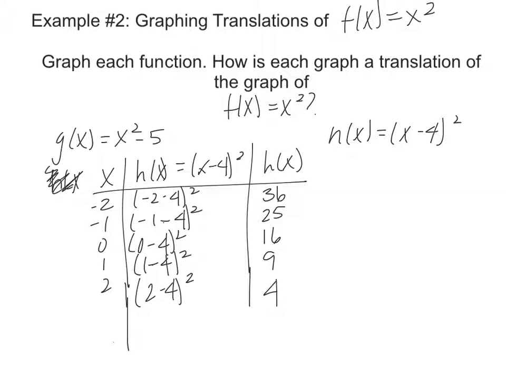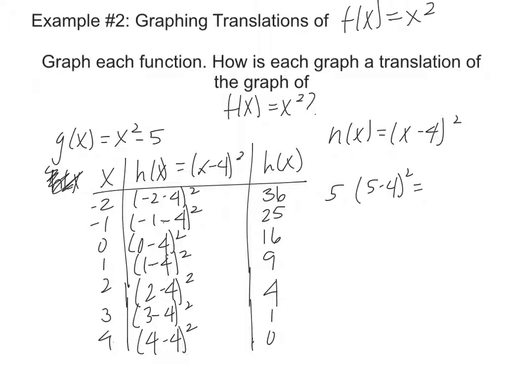So let's keep going. If I have 3, that'd be 3 minus 4 squared. 3 minus 4 is -1. -1 squared is 1. If I do 4, that's 4 minus 4 squared. That's 0. Okay, so let's see. One more. Let's do 5. If I do 5 minus 4 squared, that's going to be 1. And then 1 squared is 1. Okay, so really our center where it bounces back is right here at 4, 0.